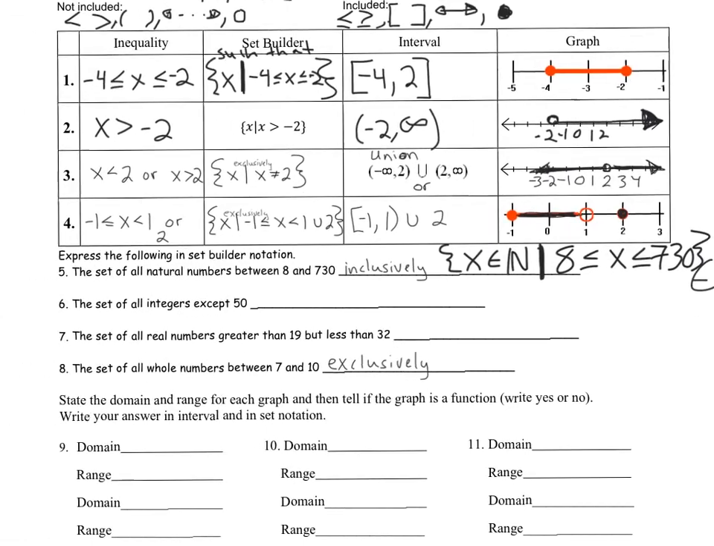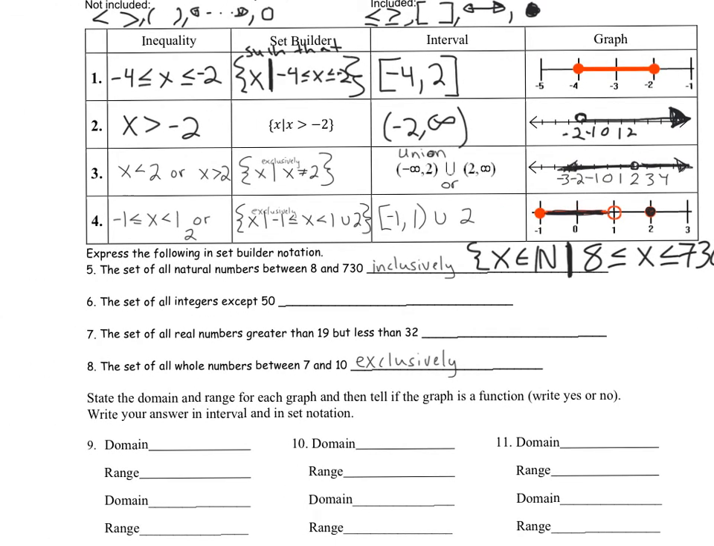Now let's take a look at the next one. The set of all integers except 50. And this one will be kind of nice. We're talking about integers, so we say x is an element of the integers. If you want to, you can look on your paper for what the integer symbol is. It looks something like that. And it says such that, and when we say that, it's all the numbers. So it's basically all real numbers, but x cannot equal what?